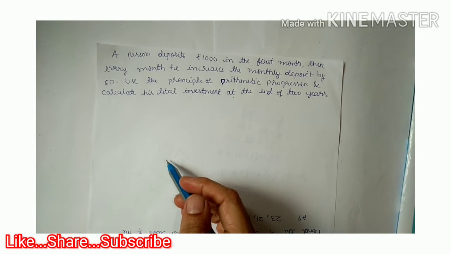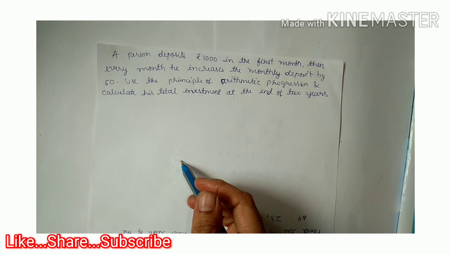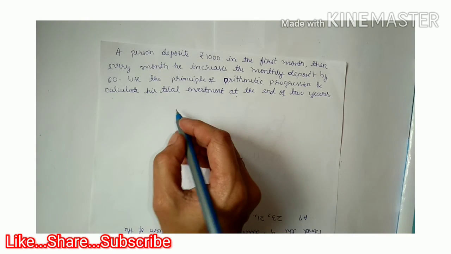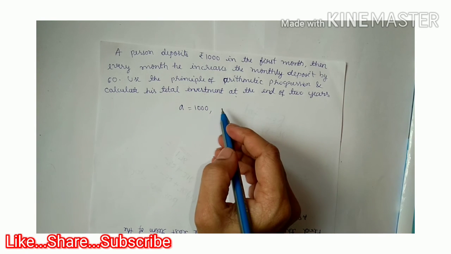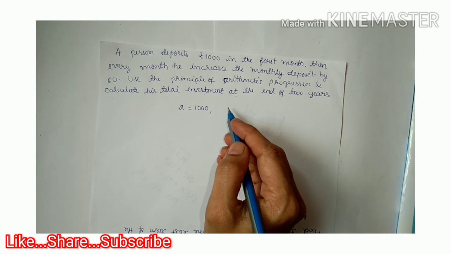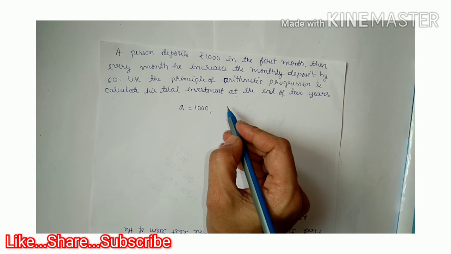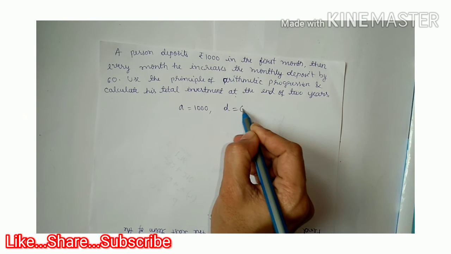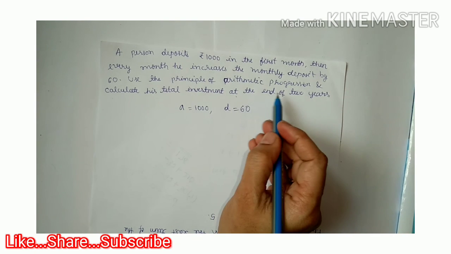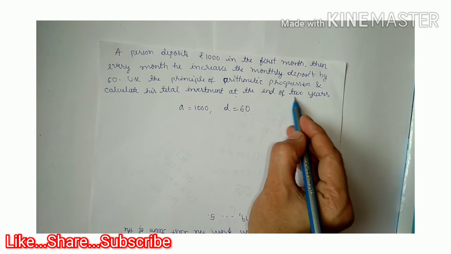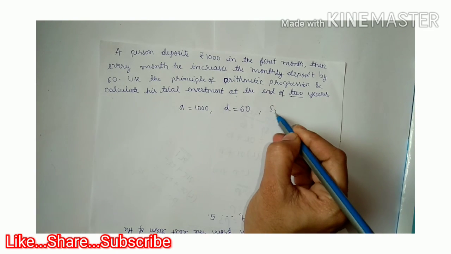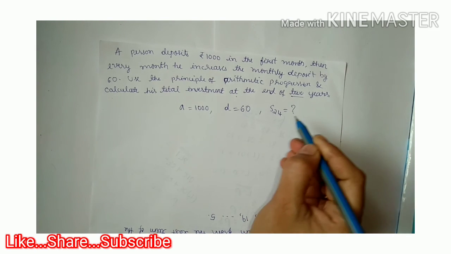Next example. A person deposits rupees 1000 in the first month. Then every month he increases the monthly deposit by rupees 60. Use the principle of arithmetic progression and calculate his total investment at the end of 2 years, that is S24.